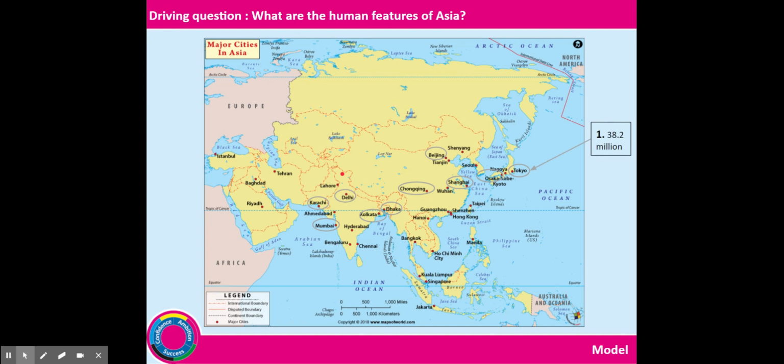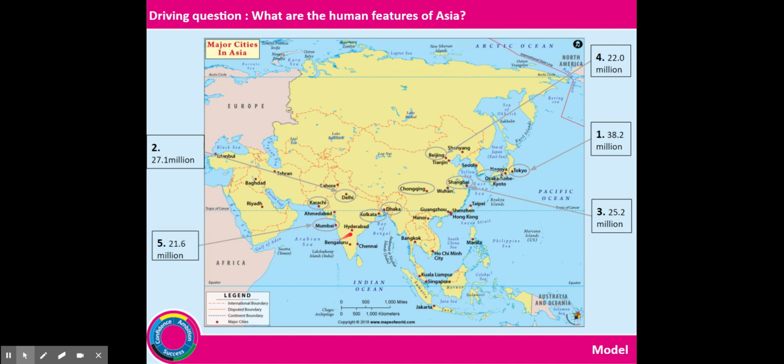So the most populous city is Tokyo in Japan here in Eastern Asia, and it has 38.2 million people in it. The next most populous city is Delhi in India with 27.1 million people. Now the third most populous city in Asia is Shanghai here in China, and that has a population of 25.2 million people. Beijing has a population of 22 million people in China. And finally, Mumbai in India has a population of 21.6 million people.